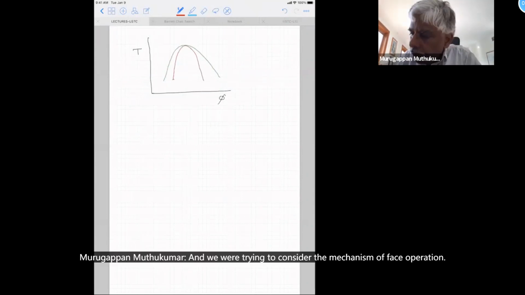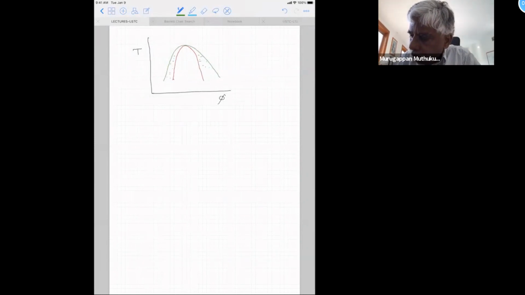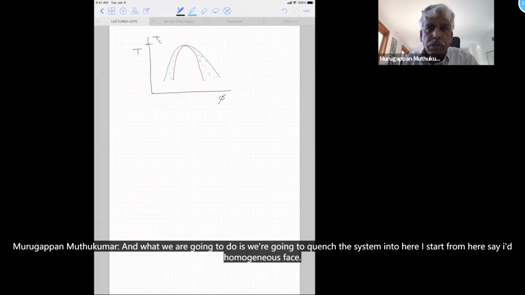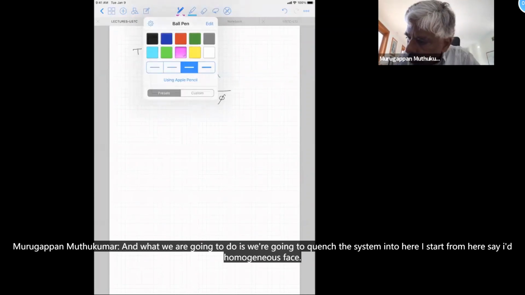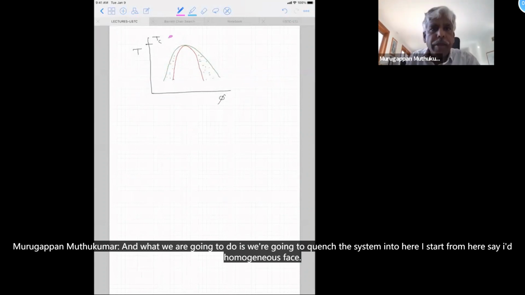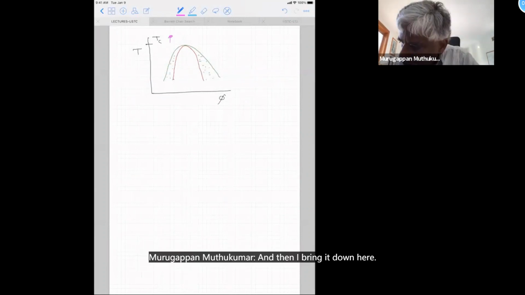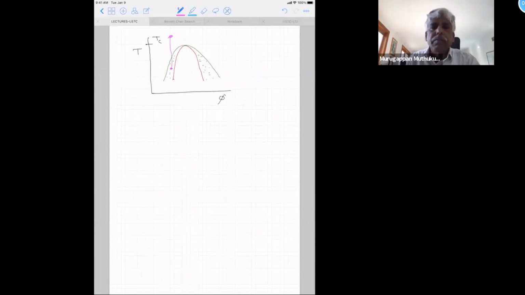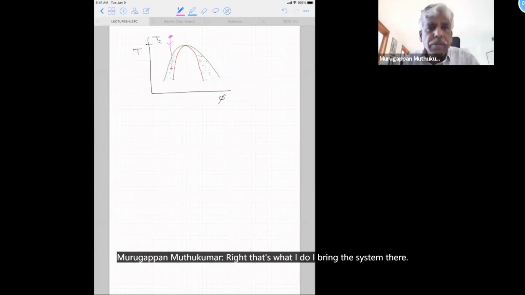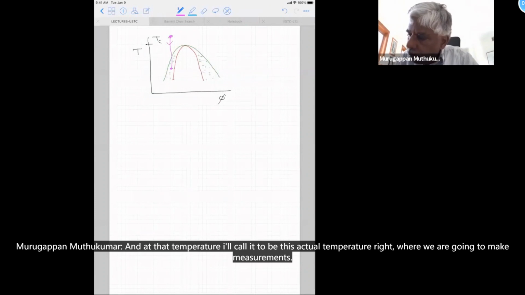And we were trying to consider the mechanism of phase separation. And here it is TC. What we are going to do is quench the system into here. I start from here, say, at a homogeneous phase, and then I bring it down here. Right, that's what I do. I bring the system there. And at that temperature, this is the actual temperature where we are going to make measurements.